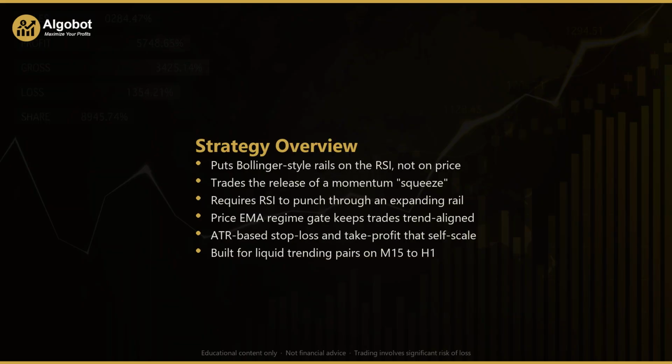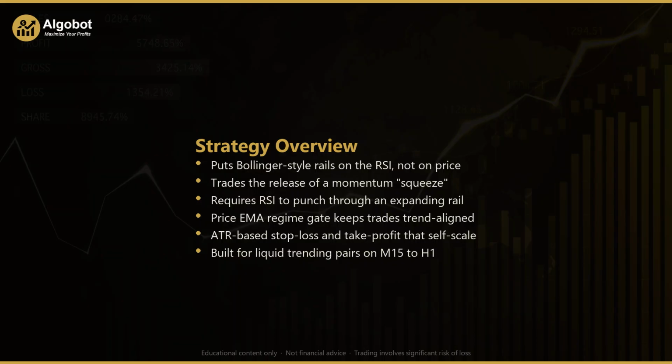Let's set the stage. Most RSI systems ask a single question: is momentum overbought or oversold? RSI Band Squeeze Breakout asks a different one. It asks how volatile momentum is right now and which way it's about to fire. To do that, it takes the RSI line and builds an envelope around it, a mean plus or minus a multiple of the RSI's own standard deviation. That gives an upper rail and a lower rail, and the gap between them is what we call the RSI bandwidth. That bandwidth is a direct read on how tightly momentum is coiled.